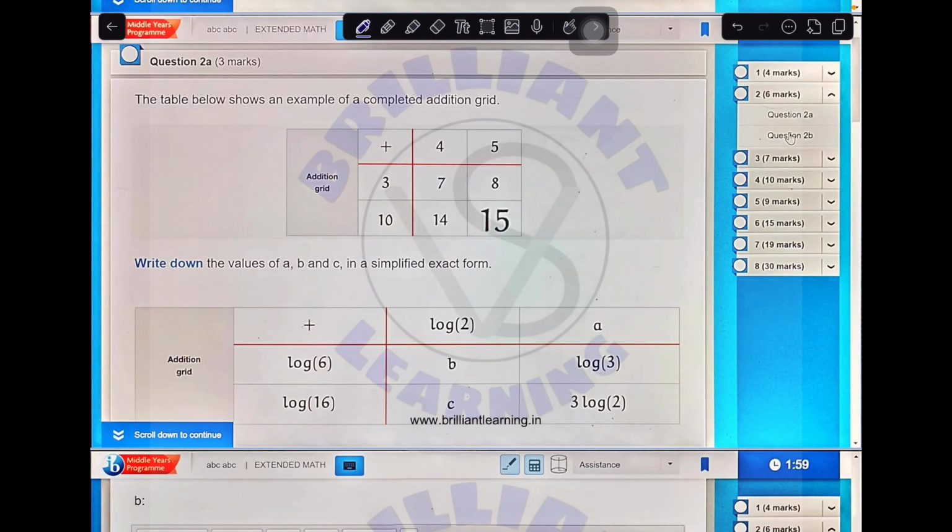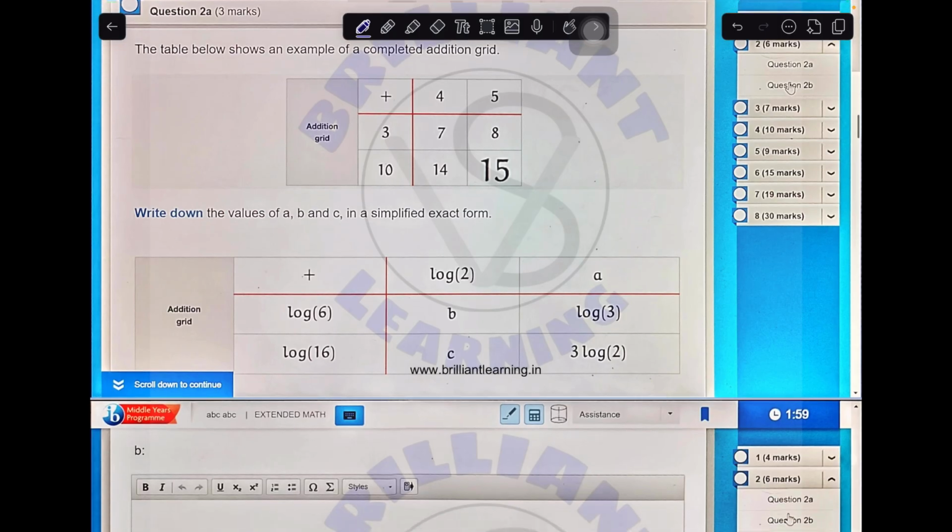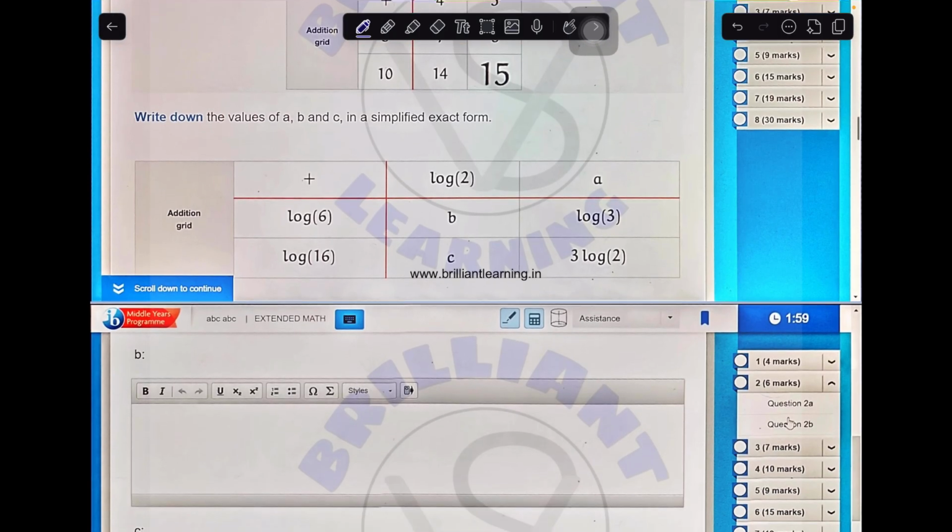Okay, for question 2, we have a completed addition grid. This purely is just to show you how it works. And then we are asked to complete the following one. So write down the values of A, B, and C in a simplified exact form. Okay, so let's start with A.